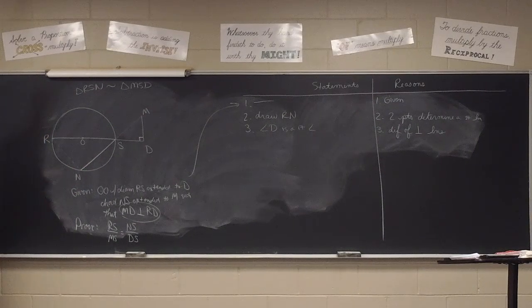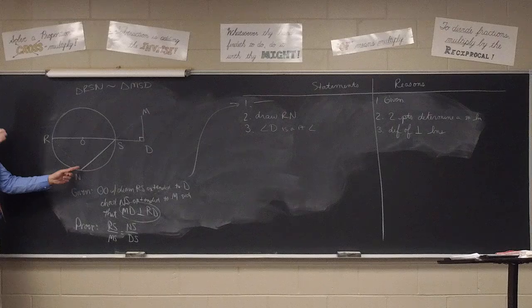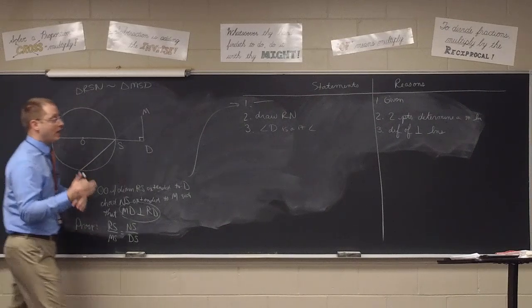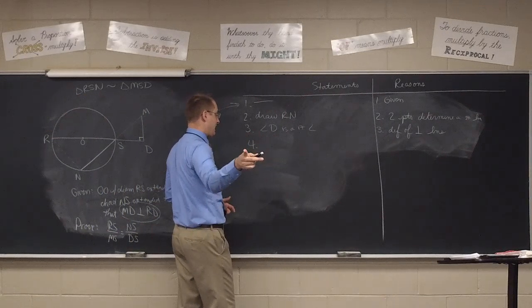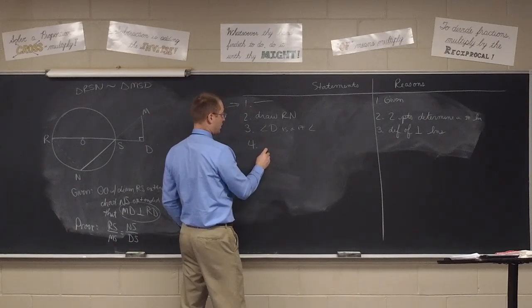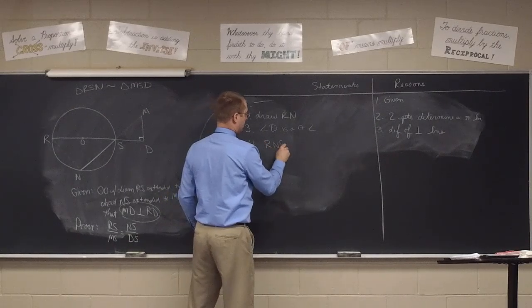How do you know we've got a right angle at N? It's an inscribed angle, and an inscribed angle in a semicircle is a right angle. Okay, so we actually have to state a couple things, don't we? First of all, we have to state that we have a semicircle, and then we can state that angle N is a right angle because it's inscribed in the semicircle. So number 4, we need to state that RS is a semicircle.